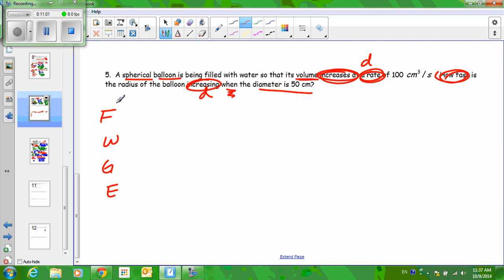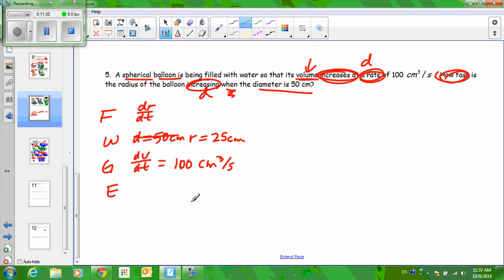So what we're trying to find, how fast is the radius of the balloon changing? That's dr over dt. Okay, when the diameter is 50 centimeters, I'm going to stop right here and say, diameter, I don't really like you that much. I like radius a lot more, it's more useful, 25 centimeters. Okay, given, here they actually use the word volume, which is helpful. dV over dt equals 100 cubic centimeters per second.